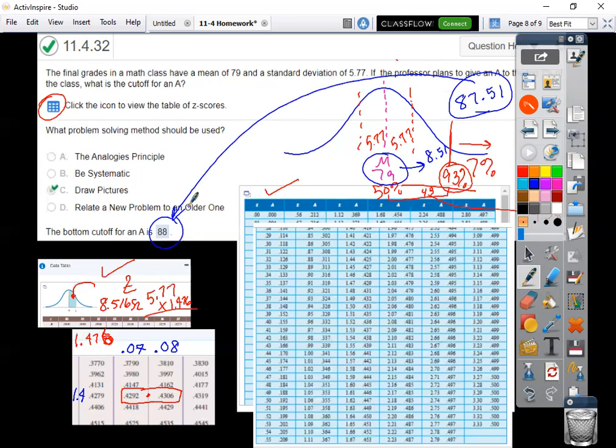Now, the first part of this question, what problem solving did I use? Well, think about it. What is this an example of? What am I doing over here while I'm working that? Drawing pictures.